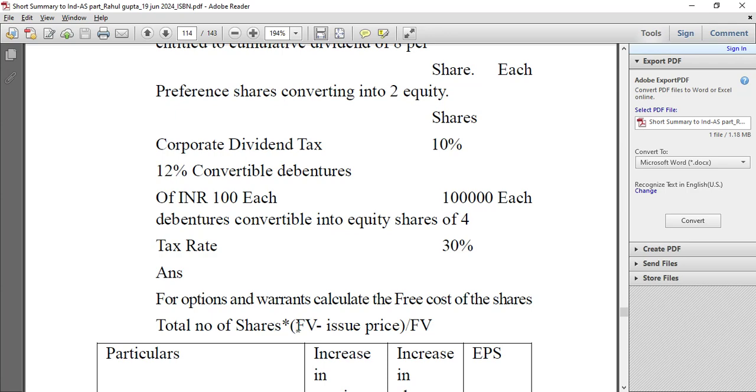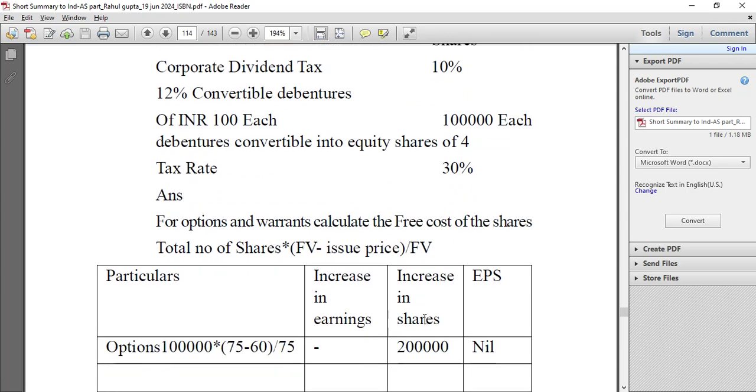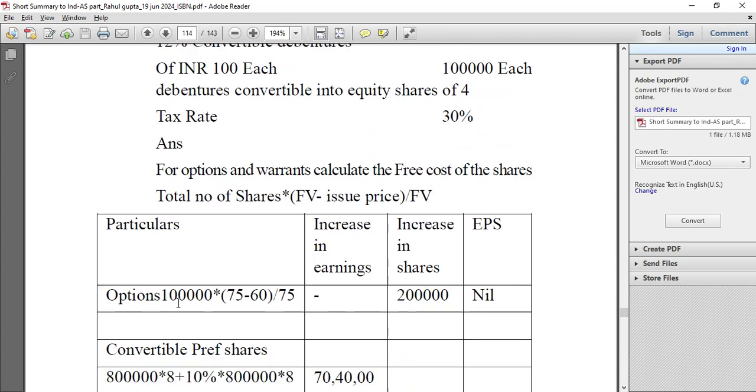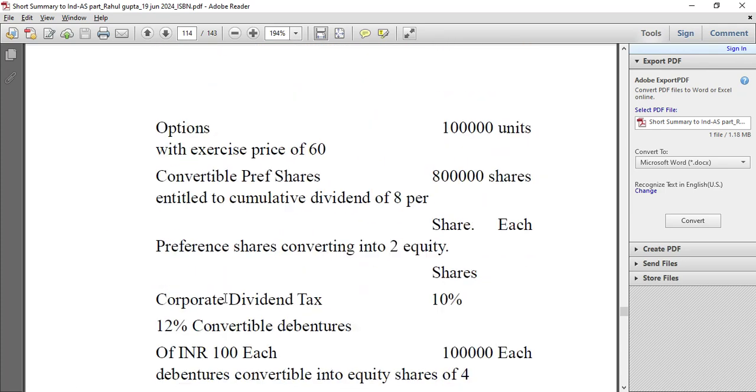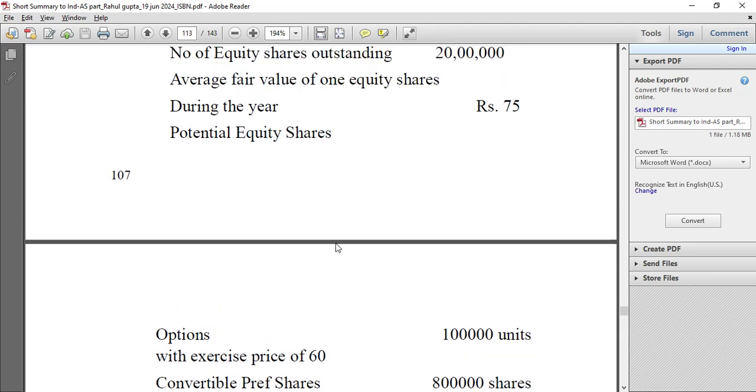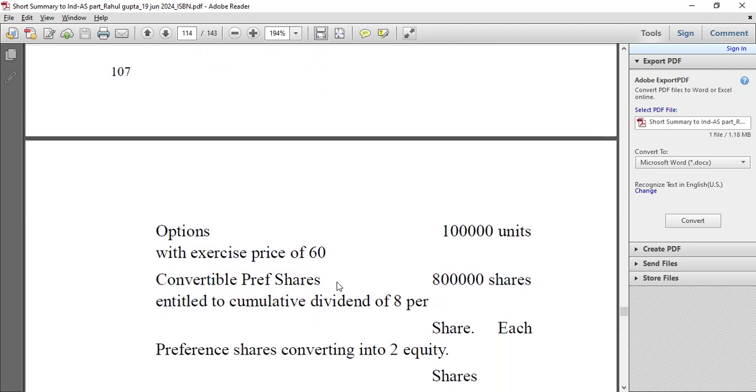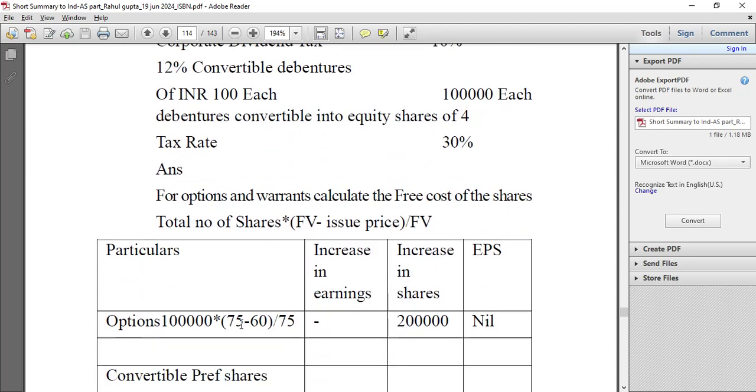Answer: for options and warrants, calculate the free cost of the shares. Total number of shares, fair value minus issue price divided by fair value. Options: 1 lakh into 75 fair value minus exercise price. 75 minus 60 divided by fair value 75, that is 20,000. Increase the number of shares 20,000.